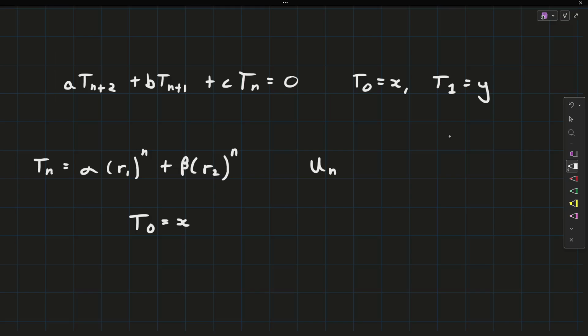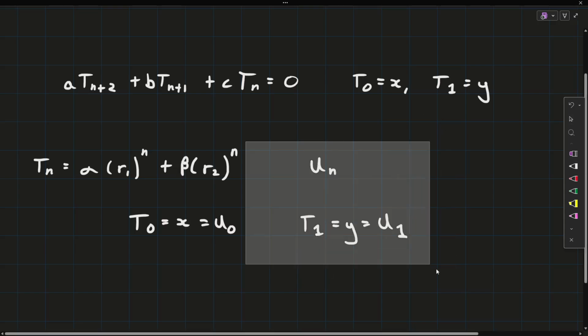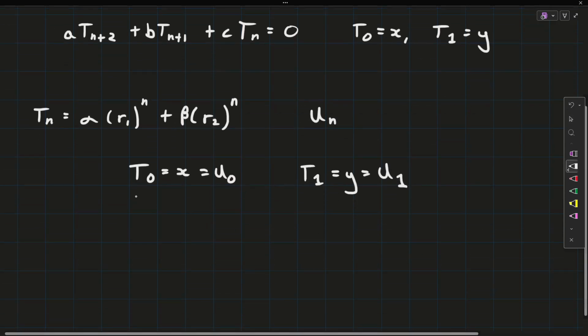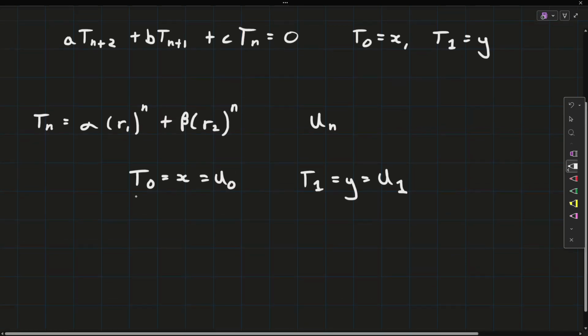So t_0 is equal to x, but if u_n is also a solution, that means that u_0 has to be x as well. And similarly, t_1 is equal to y, and if u_n is a solution as well, then u_1 should also be equal to y. Okay, so we know that. Now again, this might seem arbitrary, but this is just a proof. It's not something that you need to be able to come up with yourself. It's just something interesting that might have arisen from the last videos.